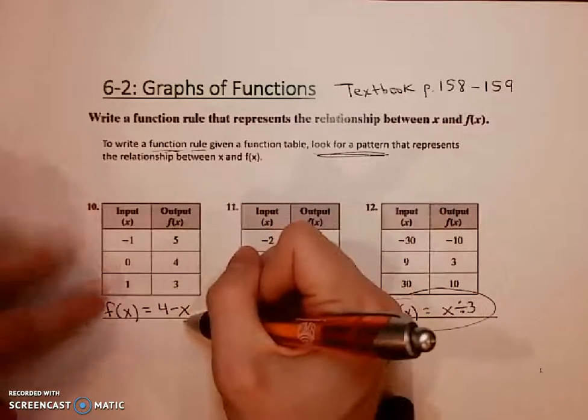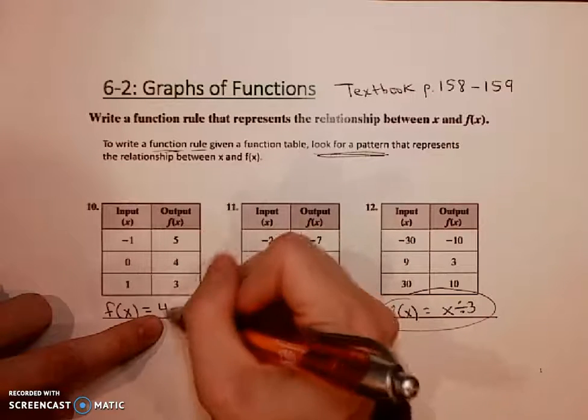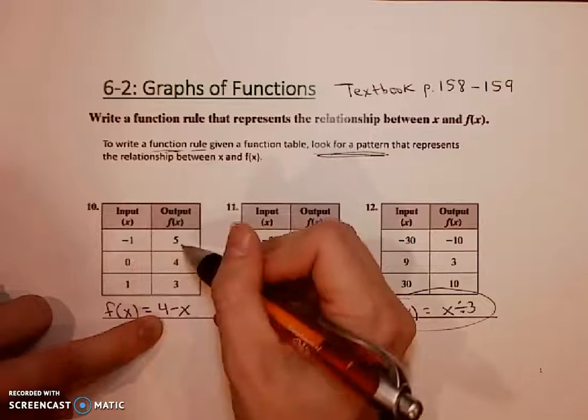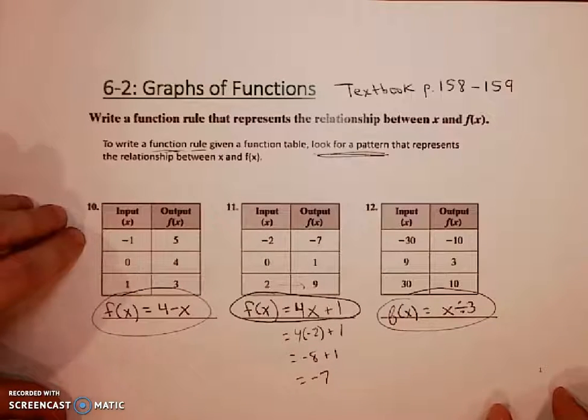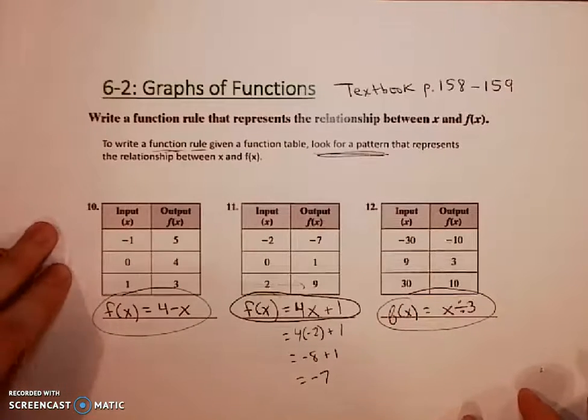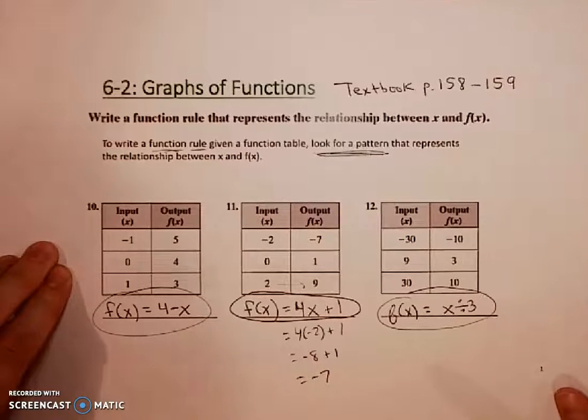If I do 4 minus x, 4 minus 1 gives me 3. 4 minus 0 gives me 4. 4 minus negative 1 gives me positive 5. So this would be the function rule for this set of ordered pairs. So I hope that makes sense.